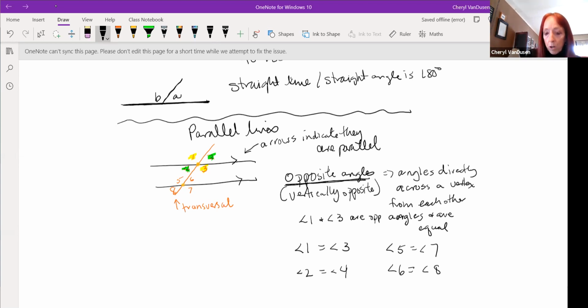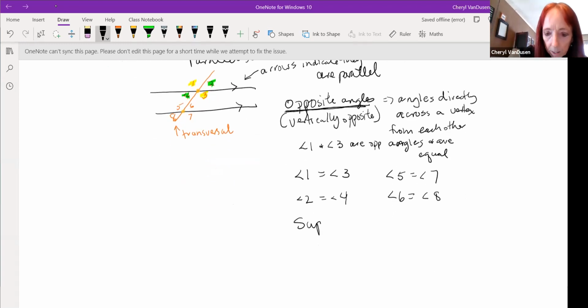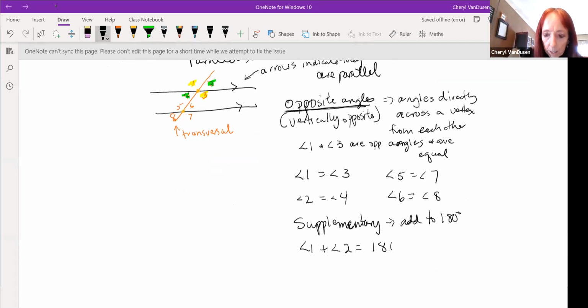Now, something that we already talked about right up here with the green star that I just put, straight line or straight angles being 180. There's another word we use for that, and the word is supplementary. Supplementary means adds to 180. So let's write that down as our next one. Supplementary: add to 180. So in this case, if they're along a straight line, angle 1 plus angle 2 would equal 180.